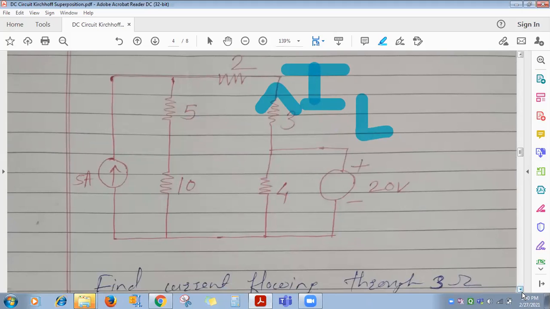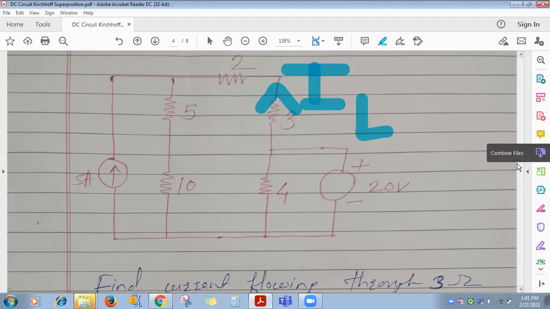Now this theorem states: consider a single source at a time and make the rest of the sources inoperative. First of all, I'm going to consider 5 ampere. To make sources inoperative, what do you do with voltage sources? Short circuit. And current sources? Open circuit.